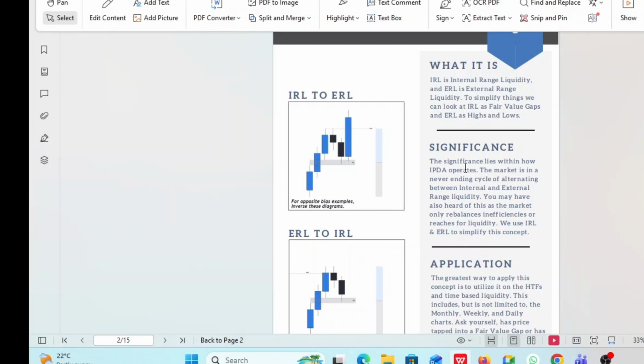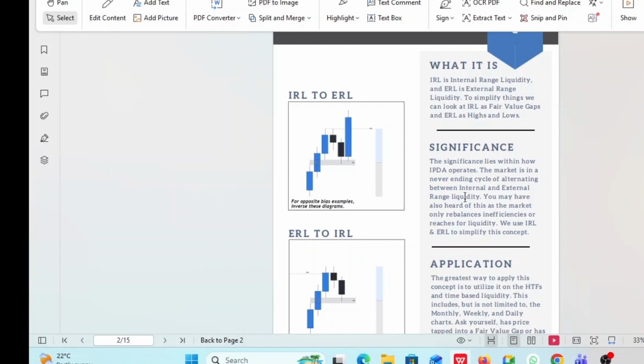The reason why ERL and IRL are important is because of how IPDA, which stands for interbank price delivery algorithm, works. For those people who know this, this concept was taught by Michael J. Huddleston as a part of the ICT methodology.